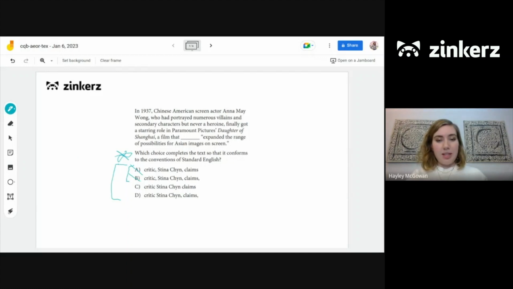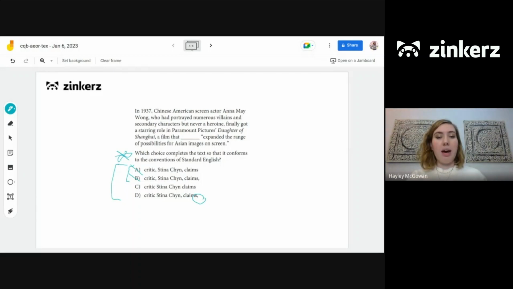And C doesn't have any commas, but if we look at D, it has a couple, one after Chin and one after claims. Let's talk about this second comma here. So this comma comes right before the quote. And the question we need to ask ourselves is, do we need this comma? And the answer is going to be no, okay? So when we're thinking about commas before quotes, we never want to use the comma if the quote is integrated into the structure of the sentence.